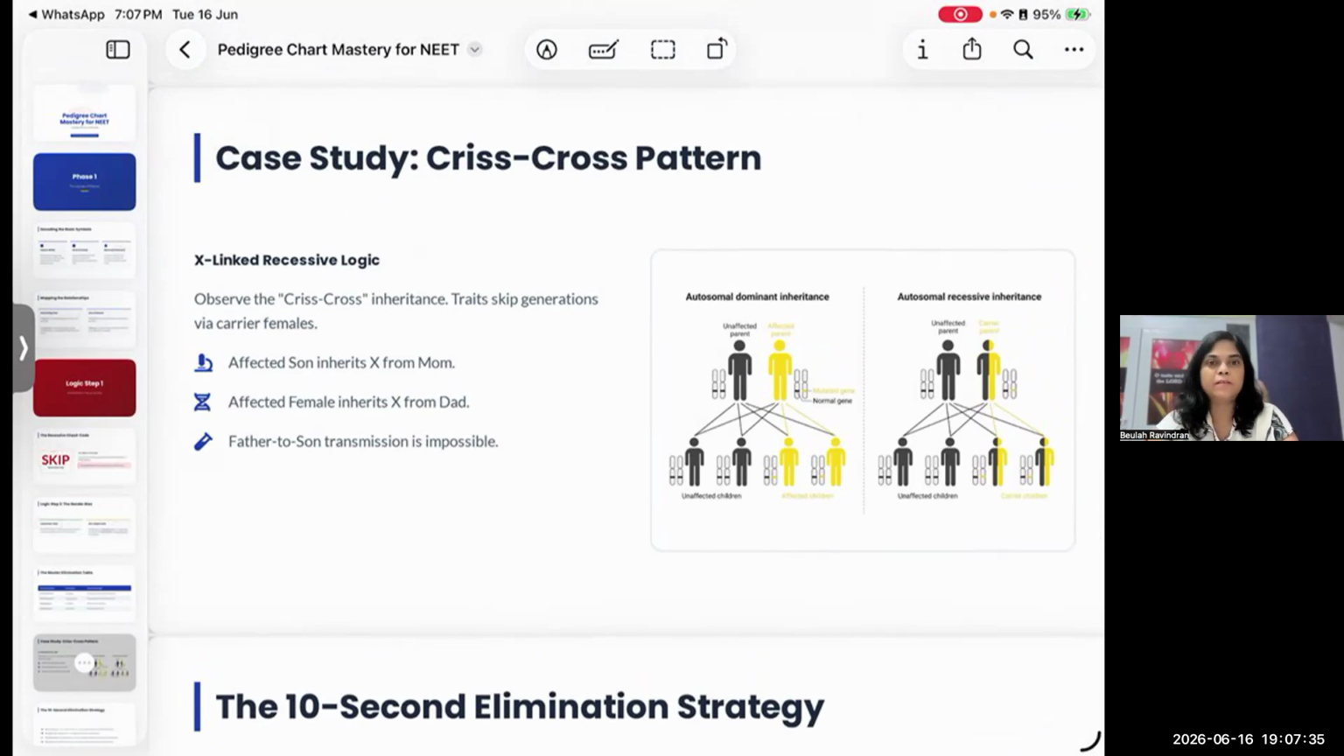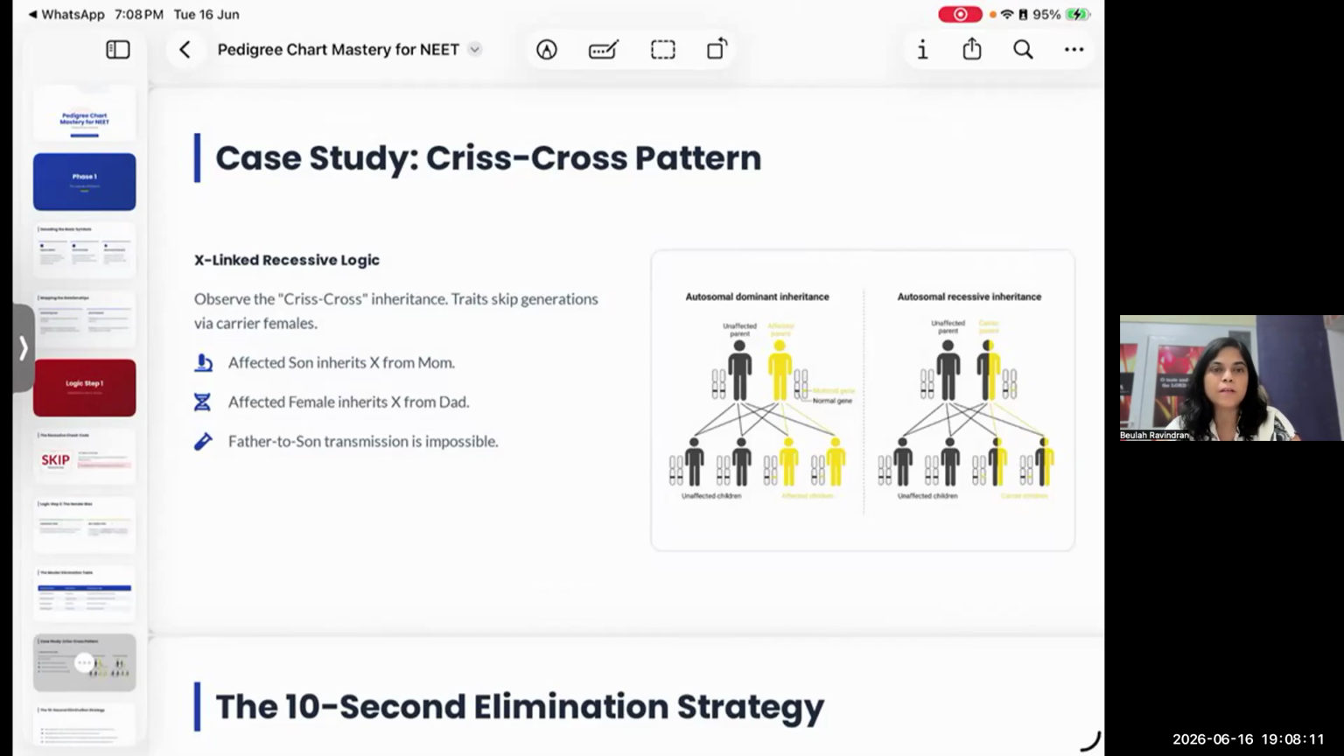So look at the chart globally. Don't look at individuals. Just ask yourself one question: does this disease skip generations? If it does not skip generations, meaning every single affected child has at least one affected parent, it is dominant. It's an aggressive trait. It shows up everywhere. If it skips generations, meaning two completely normal looking parents suddenly give birth to an affected child, it is recessive.